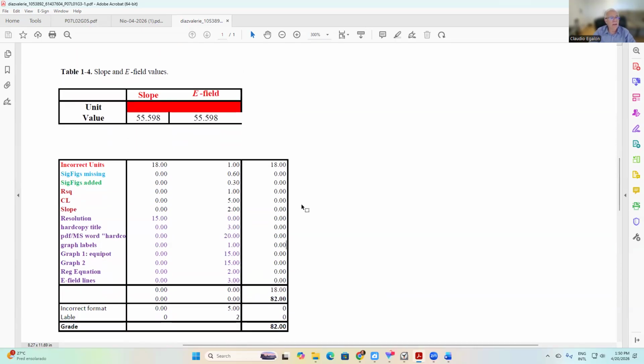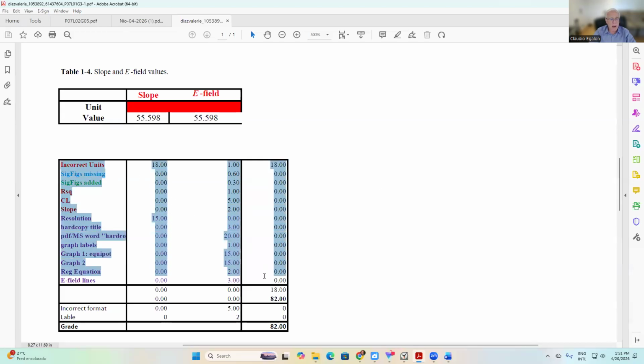And for each thing that you miss, you have the points here that I take out, okay? 1 point for each incorrect unit. In this case, it was 0.6 points for the significant figures that were missing. For your lab report, I adjust that to 0.3 to give you more points, okay? Those are the points that I'll be subtracting from your lab report. That's what I'm summing up here.